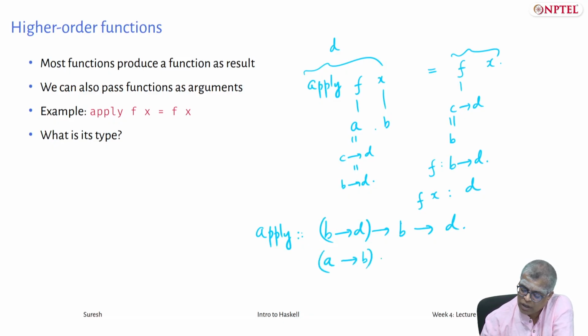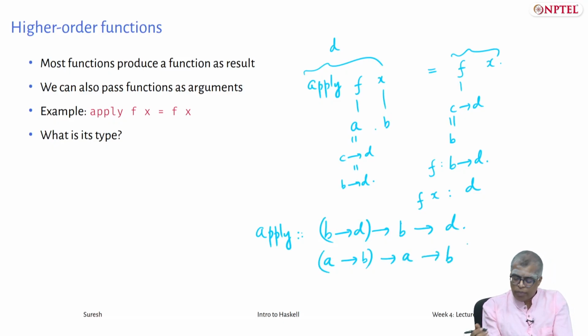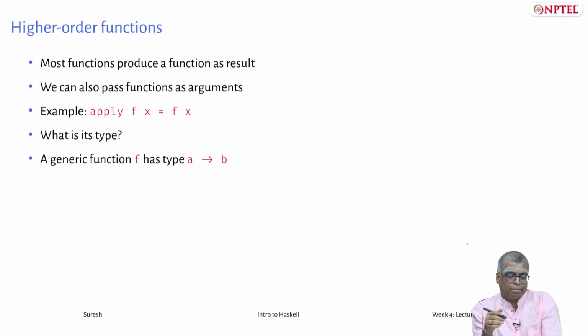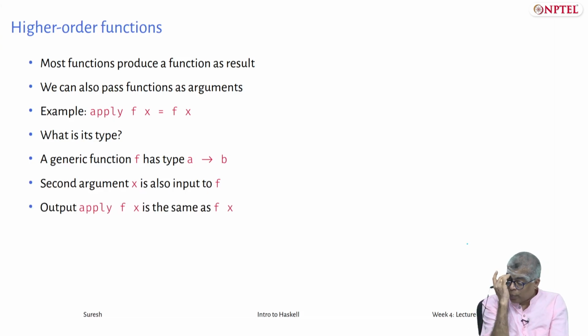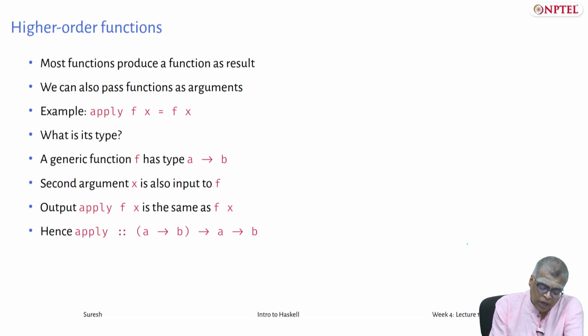You can rename the type variables and just call it A arrow B, arrow A, arrow B. That is the type of apply. So this reasoning is done here. A generic function f has type A arrow B. Second argument x of apply is also the input to f. So therefore it had better be the case that the second argument of apply has type A. And output of apply f x is the same as f of x. F applied on x should be of type B. So apply f x is also of type B, right? So finally you have this derivation.